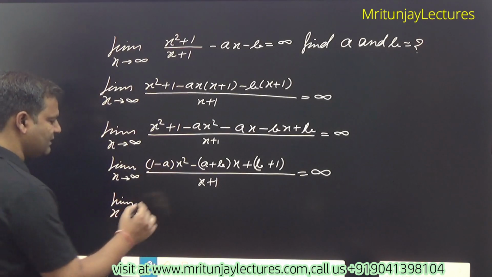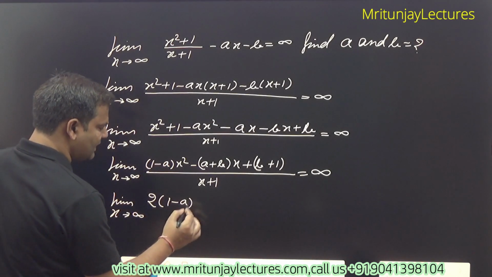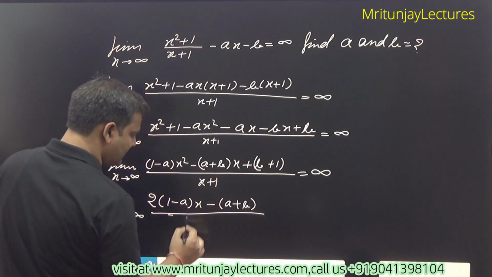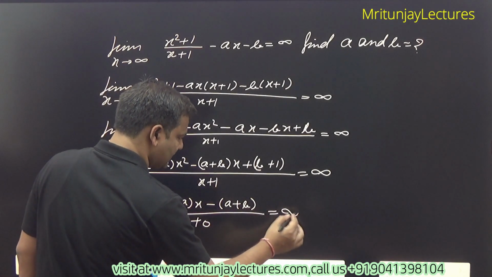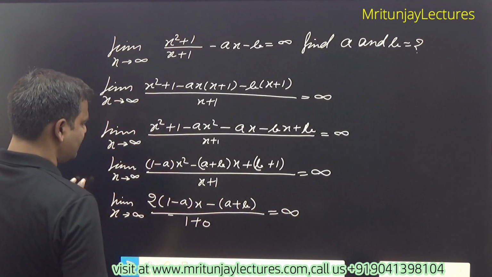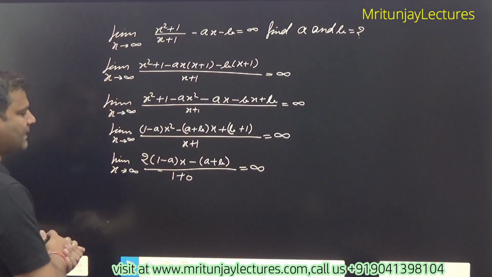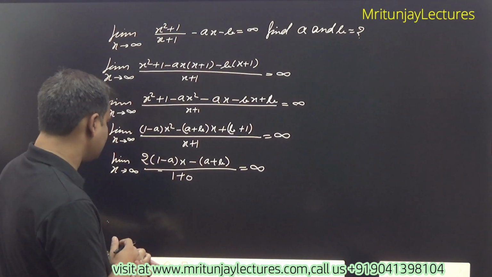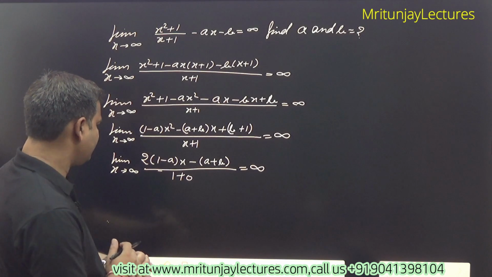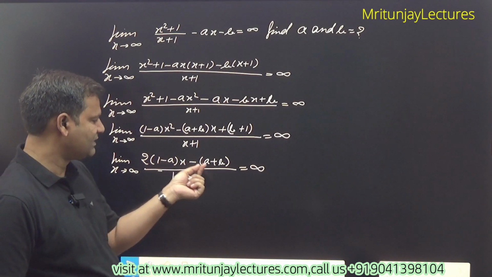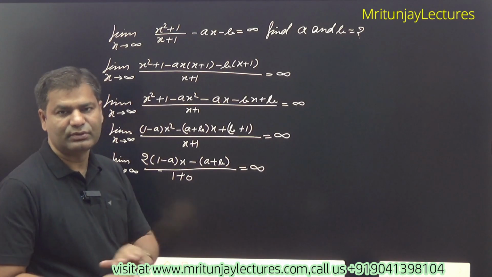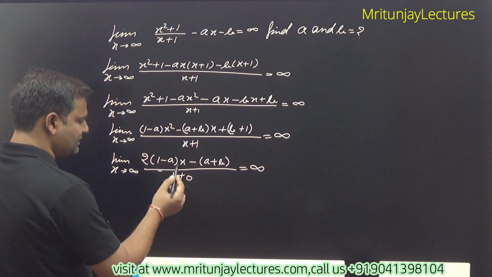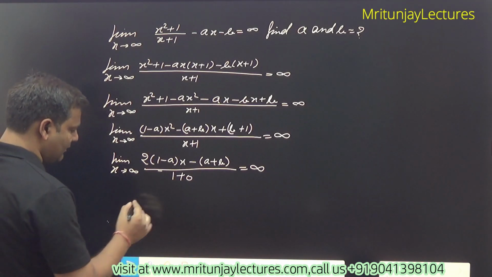If we differentiate, we get 2 into (1 minus a) into x minus (a plus b), divided by 1 plus 0, this is equal to infinity. After that, look here. What about that value? On the left hand side, if we put x equal to infinity, then (1 minus a) into infinity minus (a plus b) is equal to infinity. But it depends upon 1 minus a.